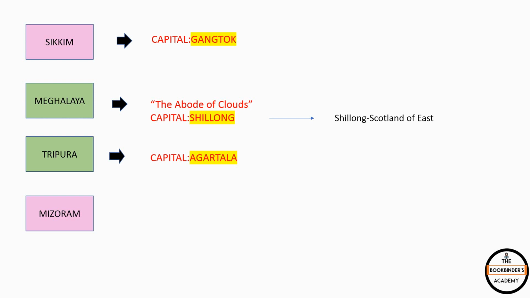Then we have Mizoram. Mizoram is referred to as the land of highlanders or molasses basin. The capital is Aizawl. I'm not sure of the pronunciation, so please correct me if I'm wrong.